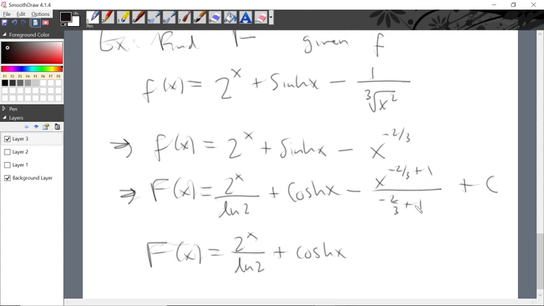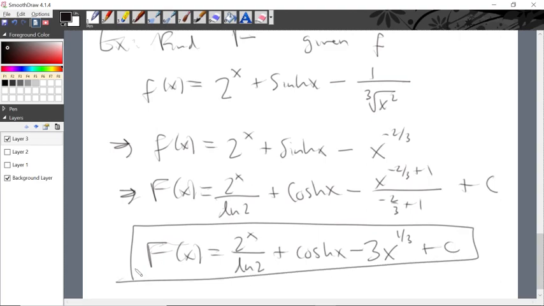1 minus 2/3 is 1/3, so we're dividing by 1/3 right now. Dividing by a third is the same as multiplying by 3. So I'm going to write negative 3, and then this is x to the 1/3, and then finally plus c.